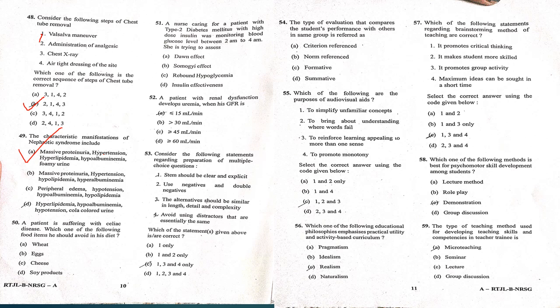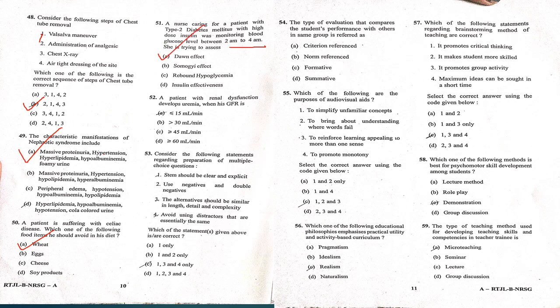50. A patient is suffering with the celiac disease. Which one of the following should be avoided? এটা 50 এর answer হচ্ছে option A, wheat খাবে না. A nurse caring for a patient with type 2 diabetes mellitus with high dose of insulin was monitoring blood glucose level between 2 am to 4 am. She is trying to assess dawn effect.